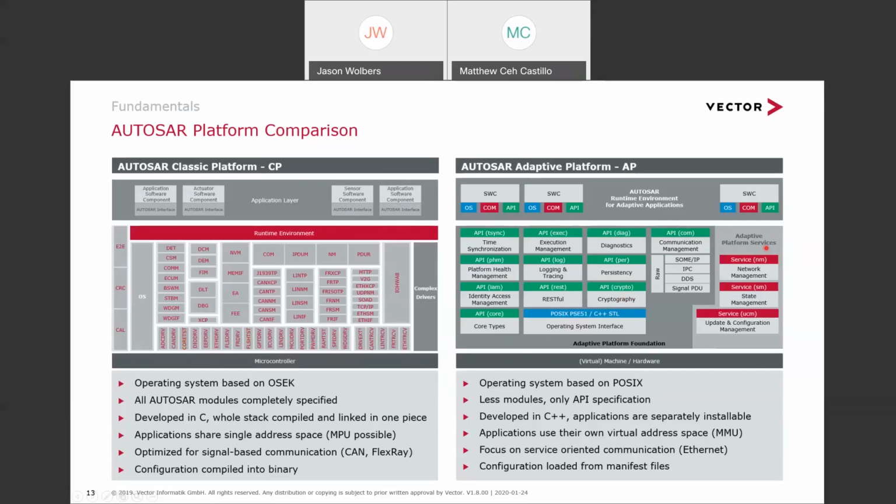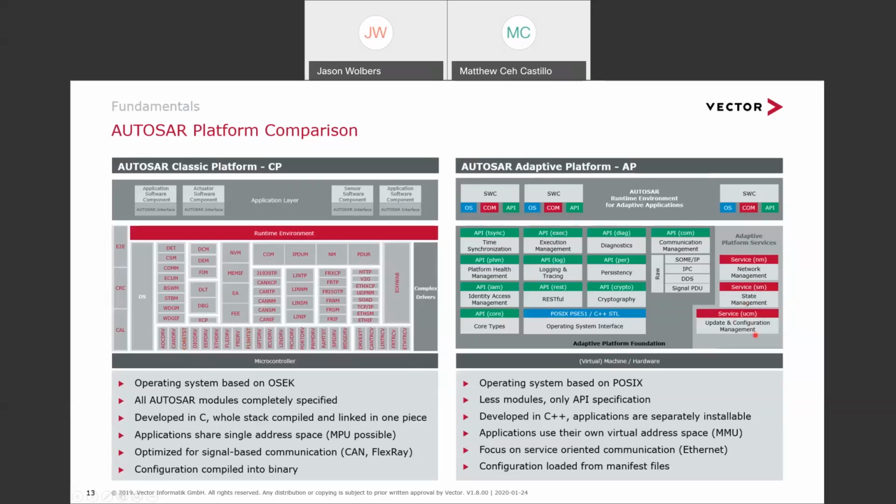And then over here, we have services like AUTOSAR Network Management. This is the same network management used in Classic. We have a state manager. State manager provides more discrete control and customizing different operating modes within the ECU. And based on those custom operating modes, you have more control over starting up and shutting down individual adaptive applications.